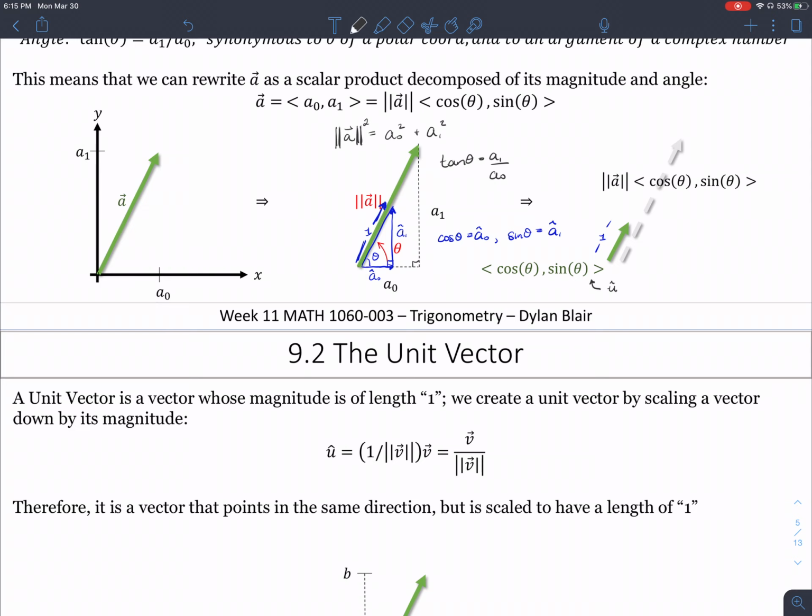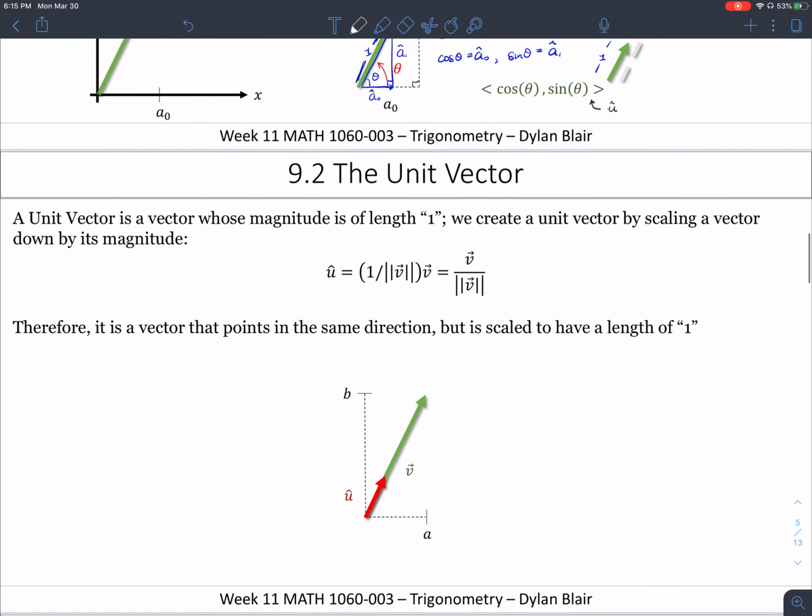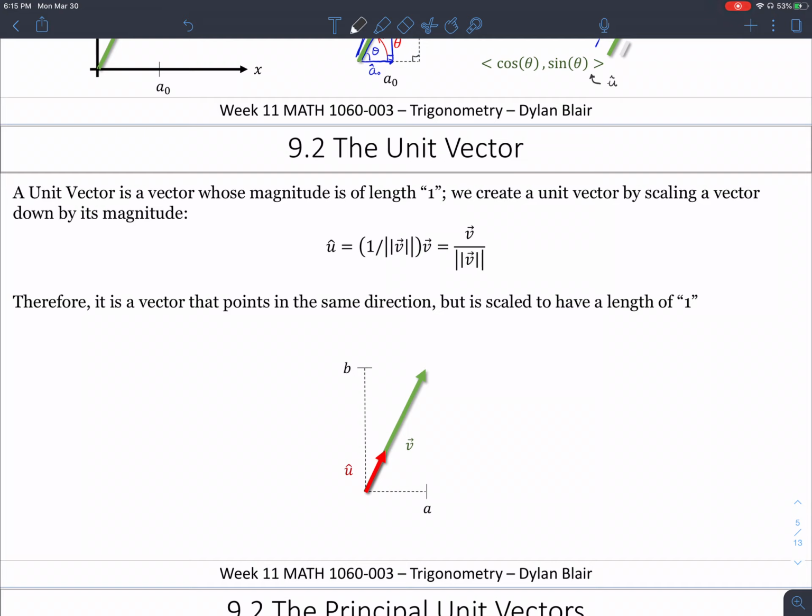But since all vectors aren't already unit vectors, we can create a unit vector by scaling down a vector by its magnitude or its length, okay? We're not dividing, we're scaling by 1 over that magnitude, so that if v is equal to a comma b, then this means that v scaled down by the magnitude of itself ends up being a over the magnitude of v, and then b over the magnitude of v.